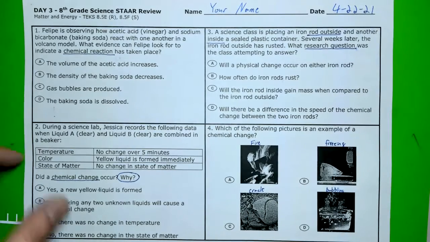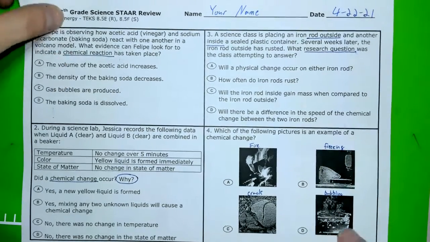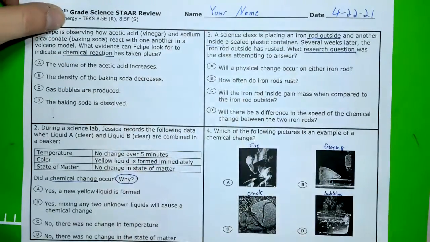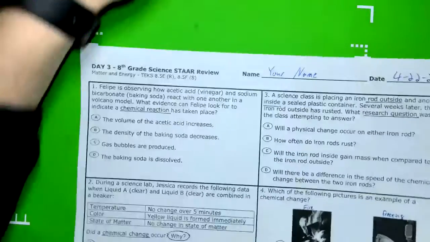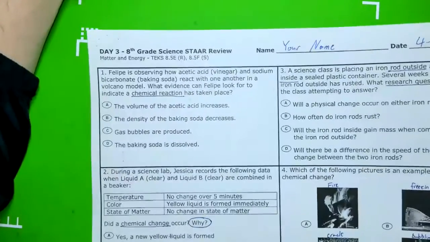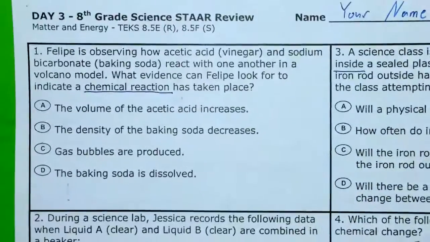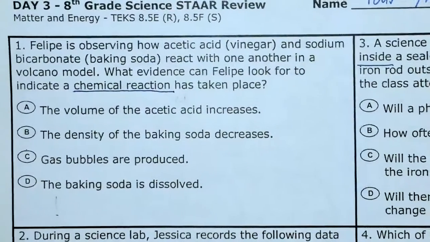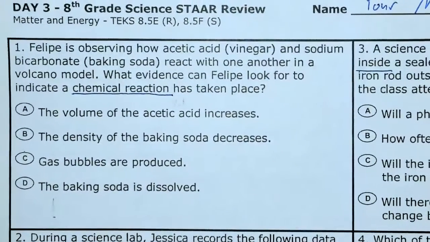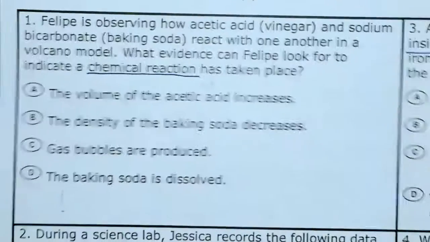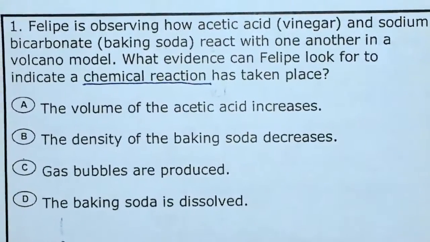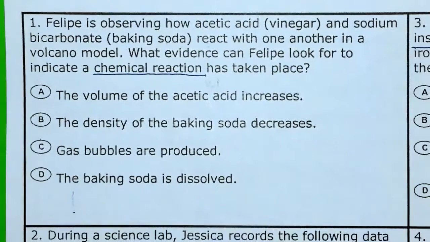All right, so we're going to start off with number 1. Now, all of these questions are going to be about chemical reactions and chemical changes, but it's going to be about observing those chemical reactions and seeing signs of a chemical change. Now, remember, a chemical reaction is when a chemical change occurs, and a chemical change is when you have a brand new substance. You no longer have the original substance, you have something completely new. And you can't get that original substance back, all right?